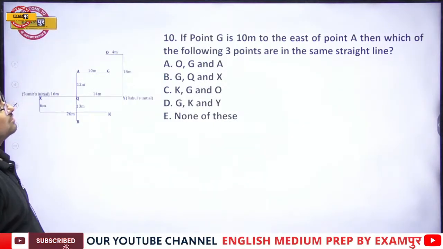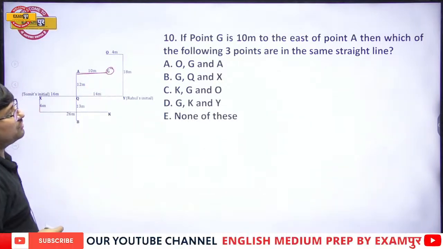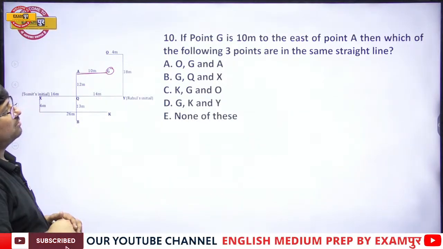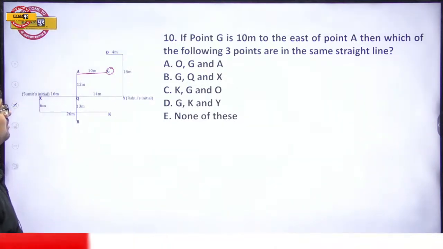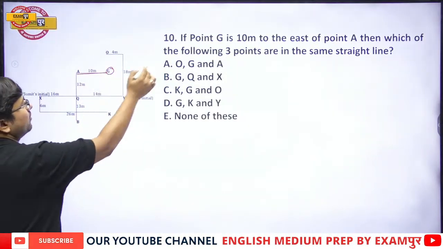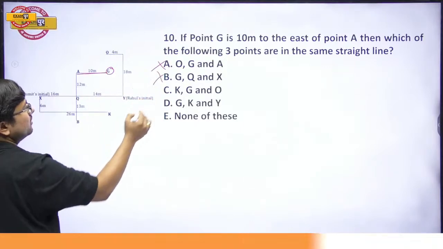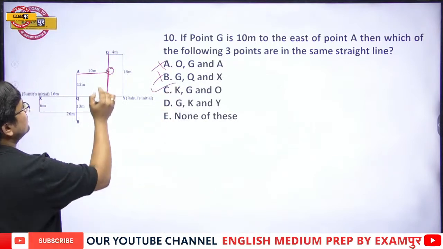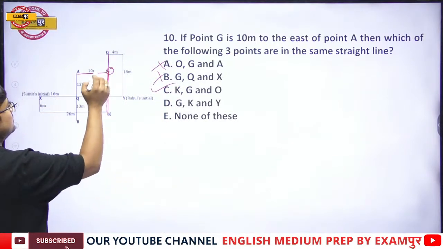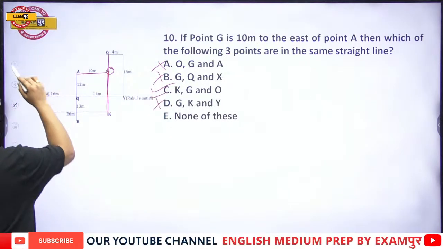Here we go. Now it is telling you that point G is 10 meters to the east of A. Which of the following points are in the same straight line? See, O, G and A are not in a straight line. G, Q and X are not in a straight line. K, G and O are very much in a straight line. G, K and Y are not in a straight line. So the answer is option C.